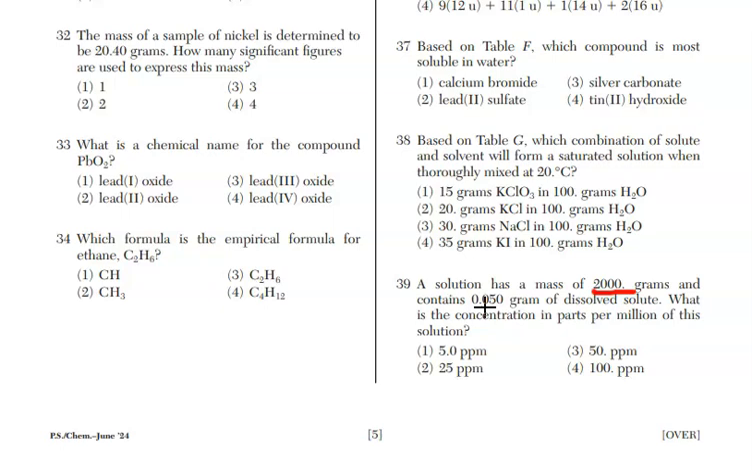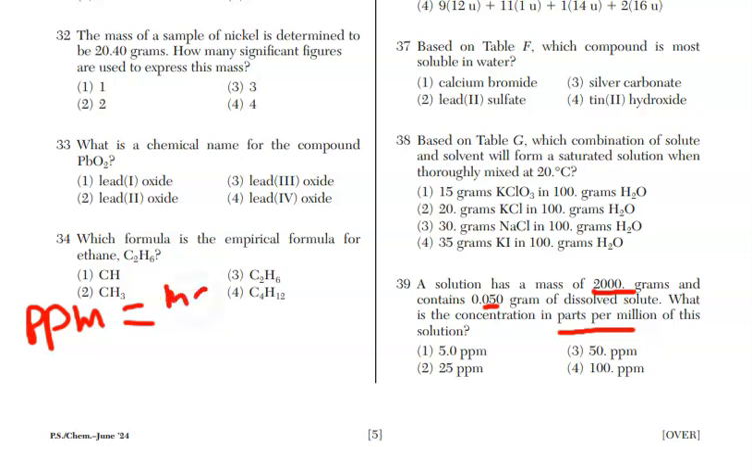Moving on to 39, a solution that has a mass of 2,000 grams, okay, that's the solution, and it contains 0.050 grams of dissolved solute. What is the concentration in parts per million? On reference table T, you're going to have your parts per million equation. The key I'm going to show you right now, and what I would suggest with any type of math that you're doing for this test, write the equation down, whether it's on scrap paper or not.